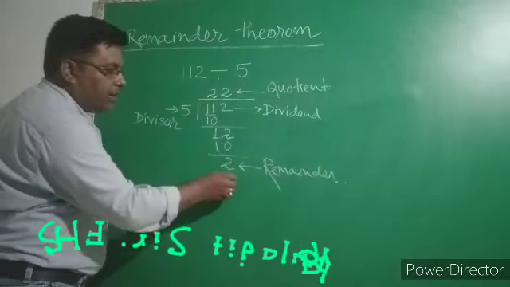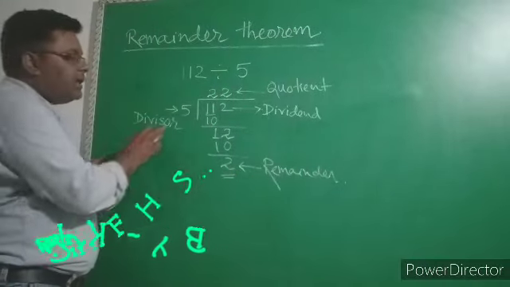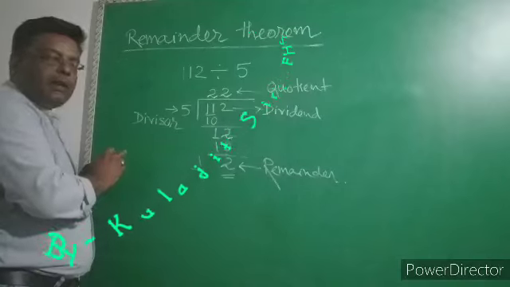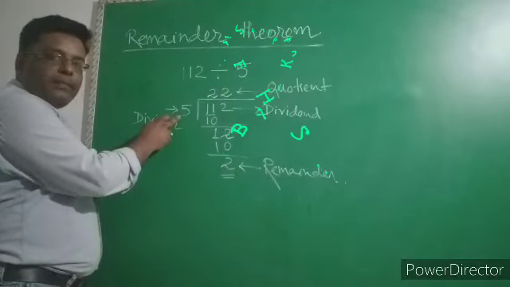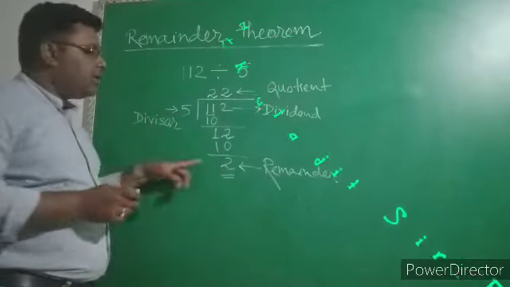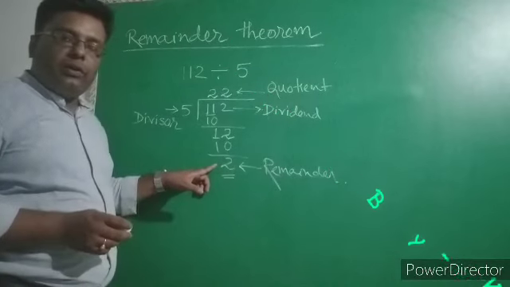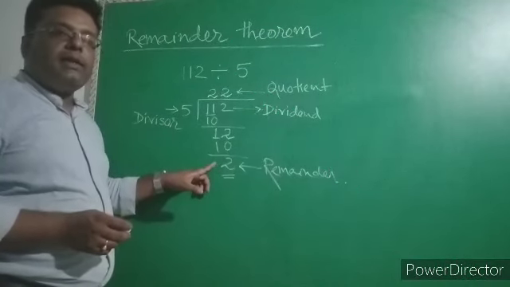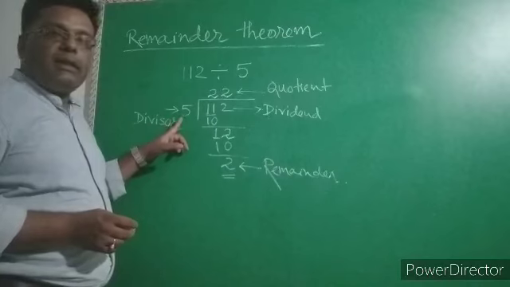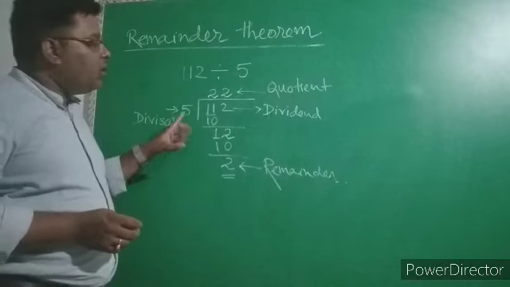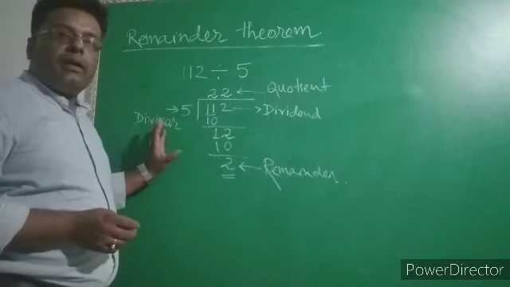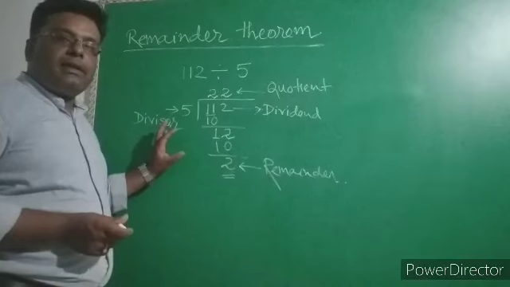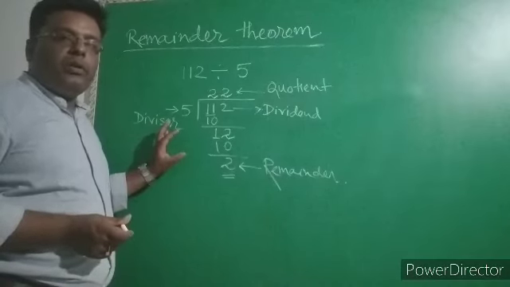Remember, this remainder is always less than the divisor. That is, it should be less than 5. That is, the remainder may be equal to 0 or less than the divisor. Now we know this type of division, but here we will discuss the division of polynomials.